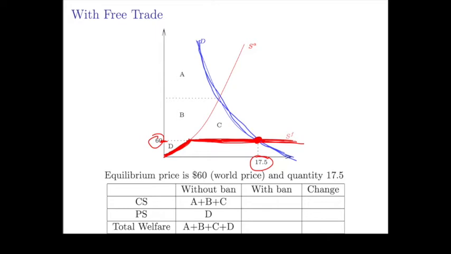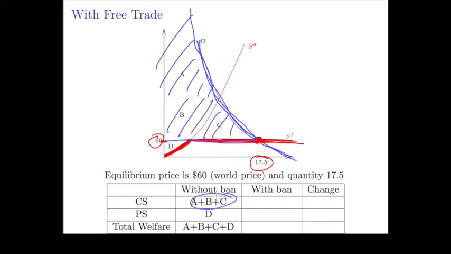So the consumer surplus is going to be the area under the demand curve above the price. So it's going to be area A plus area B plus area C. The producer surplus is the area above the supply curve below the price, which is only the area D. So the total welfare is the sum of A, B, C, and D.